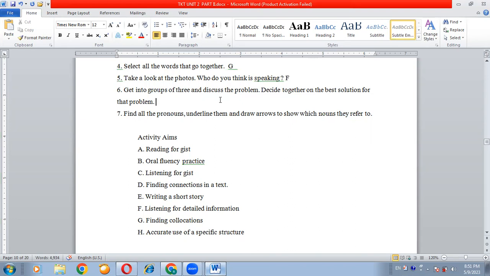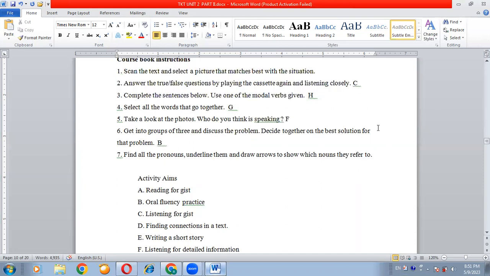Number 6. Get into groups and discuss the problem. Decide on the best solutions. What is the answer? That would be B. Oral fluency. Discuss the problem. Then they have to discuss. Decide together on the best solutions for that problem. Answer is B. Finding all the pronouns, underline them, and draw arrows to which nouns they refer to.